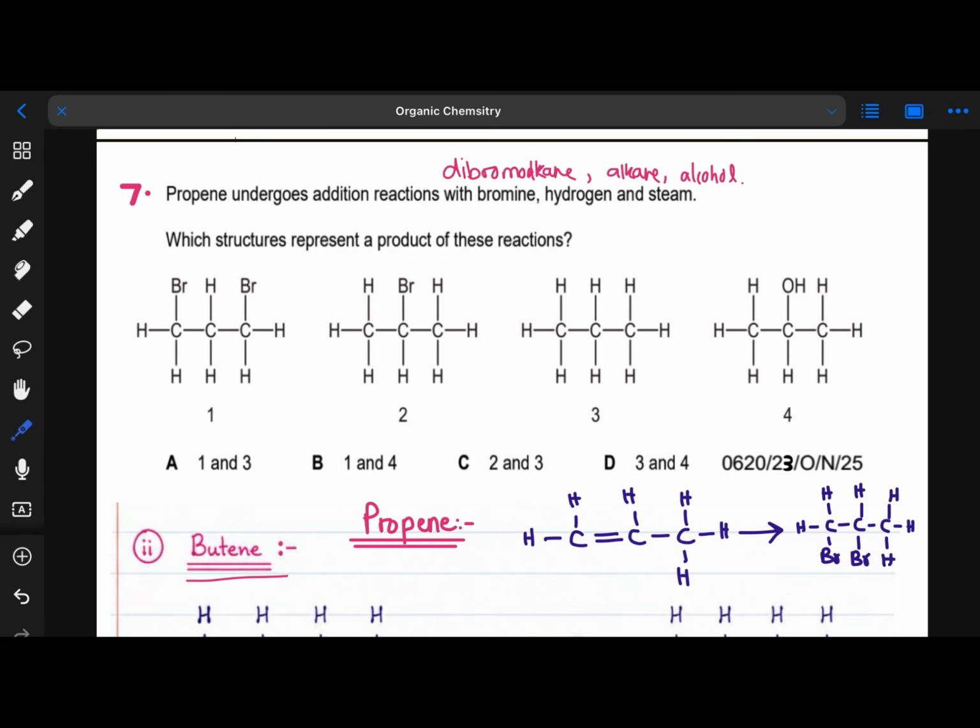Alright, so now let's move on to question number 7. Question number 7 says that propene undergoes addition reaction with bromine, hydrogen, and steam. Which structures represent a product of these reactions? Now we know that these reactions produce a dibromoalkane, an alkane, and an alcohol, so one of these structures must represent each of these products. Let's look at structure 1 first. It looks like a dibromoalkane, but it is not correct, and let me show you why.